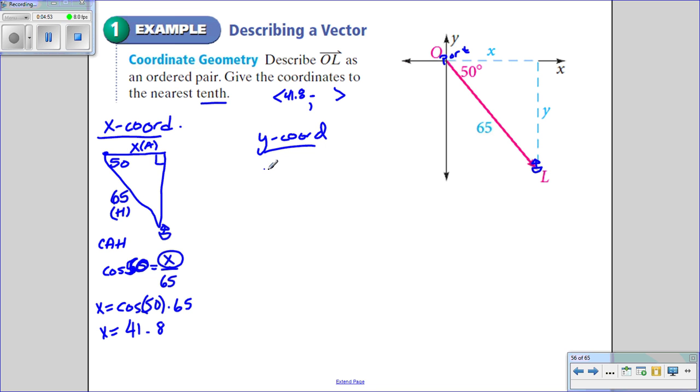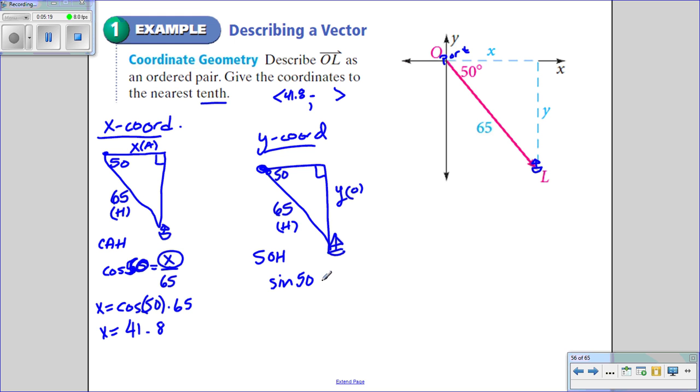Now we're going to do the y-coordinate. Again, I'm going to take that same triangle that I used before. There's my right angle. This was the port. This is where the boat's at. Now we're going to focus on the y-coordinate. Again, this is 65, and this angle was 50. From the angle, now we have the opposite leg and the hypotenuse, which is sine. So now I have sine of 50 equals opposite y over hypotenuse 65.